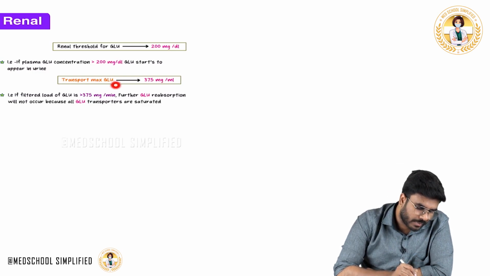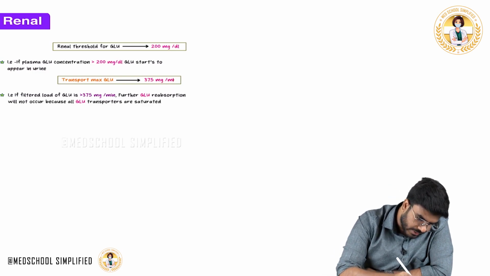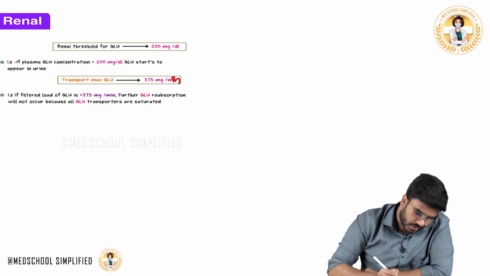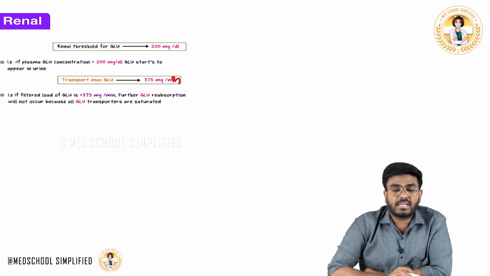But what is the transport maximum for the glucose? The value is 375 milligrams per minute. So what is this 375 milligrams per minute? If the filtered load of the glucose is more than 375 milligrams per minute, further glucose reabsorption will not occur because all the glucose transporters are saturated.